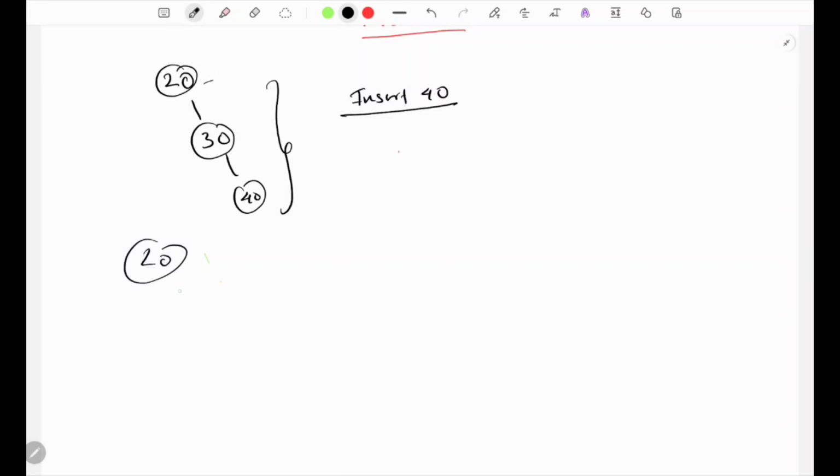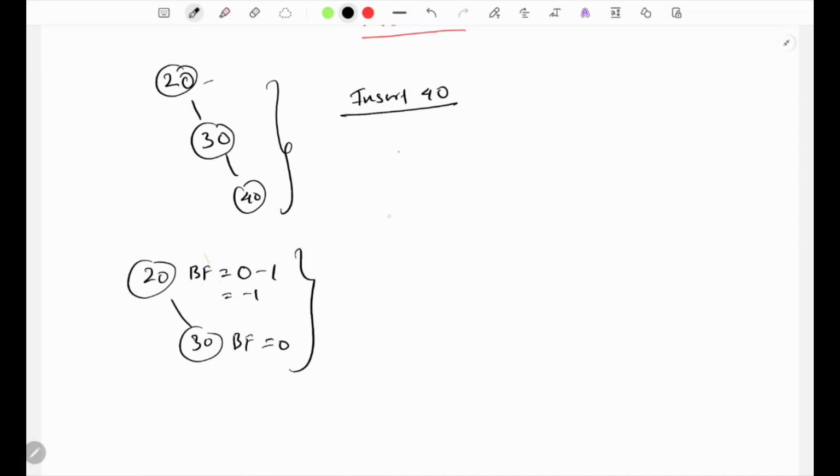Previously, the balancing factor of these two nodes, 20 and 30, was 0, and this was 0, minus 1, minus 1. After inserting 40, this is 0, this is minus 1, this is minus 2. So we can see that we have changed the balancing factor of these two nodes, but this node has a balance factor of minus 1, which is permitted in AVL trees.